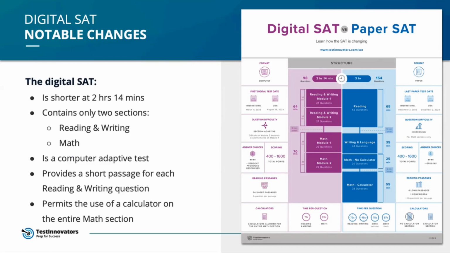The reading questions on the new digital SAT each have a short passage or pair of passages, so each question has its own short passage or pair of passages versus the old test. There were some longer passages of about 10 questions per passage. And on the math section on the new test, you can use your calculator for the entire math section. So there's no longer a no calculator permitted part of the math.